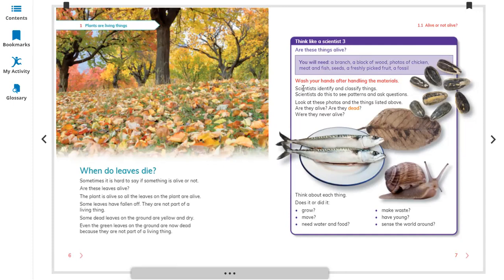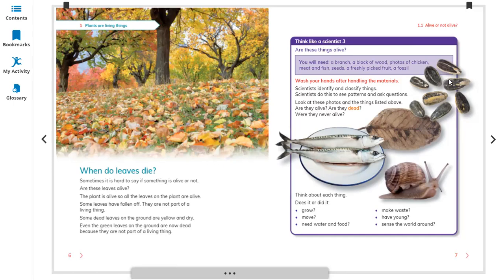Materials scientists identify and classify things. Scientists do this to see patterns and ask questions. Look at these photos and the things listed below. Are they alive? Are they dead? Once alive, you can say, while it's in the water, the fish is alive. But when it's out, not anymore. It's dead. Like this insect.